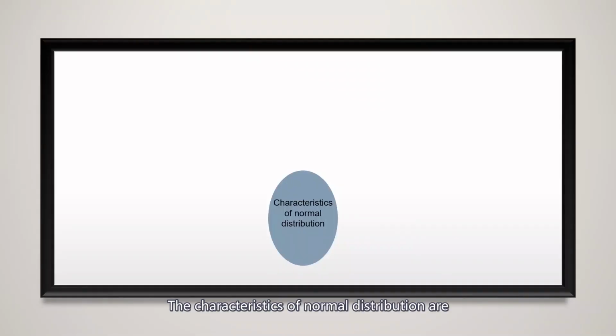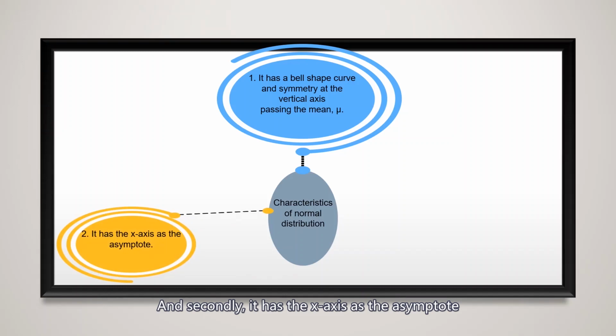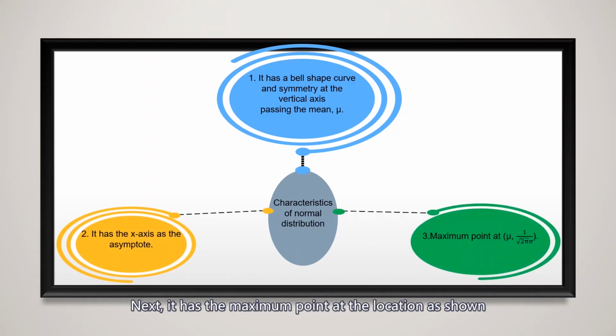The characteristics of the normal distribution are: firstly, it has a bell-shaped curve and is symmetrical about the vertical axis passing through the mean. Secondly, it has the x-axis as the asymptote. And next, it has the maximum point at the location as shown.